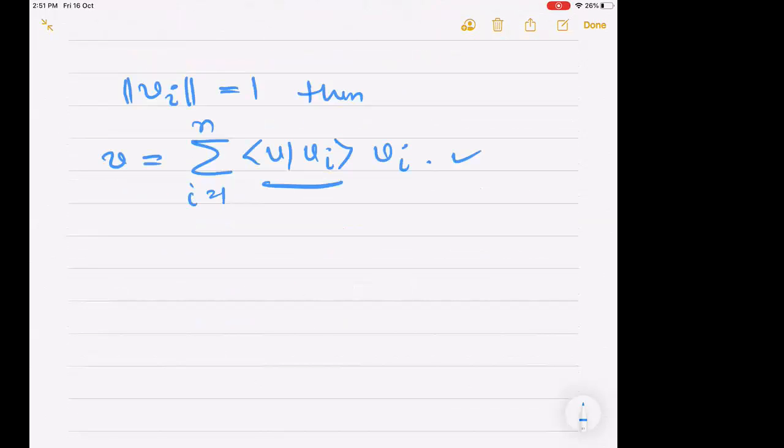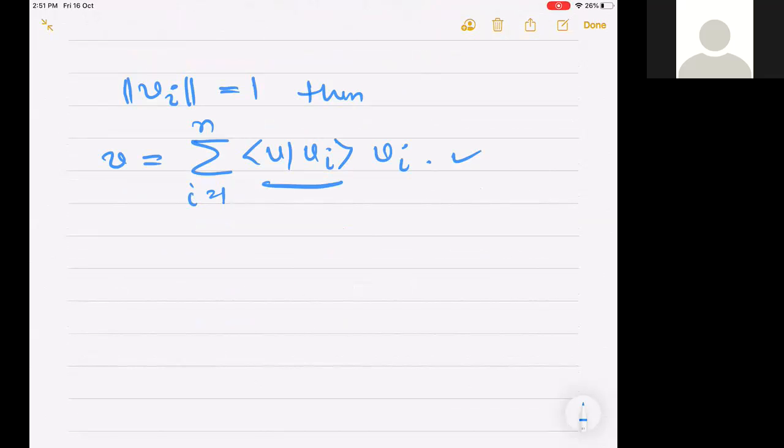So if you remember, pre-MITSEM, when somebody gives me basis vectors and asks me to find the representation of a given vector in terms of this basis, the question of the coordinates, there it was a significantly difficult problem.